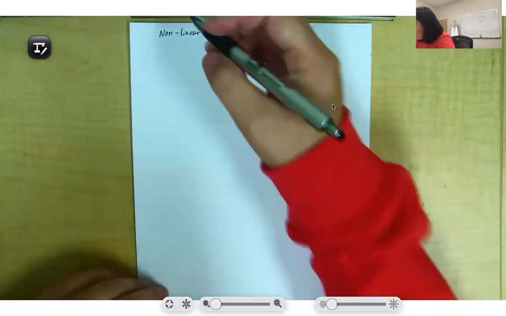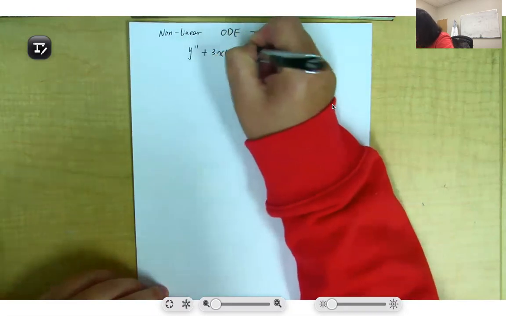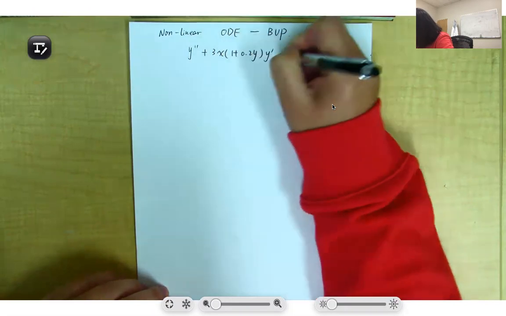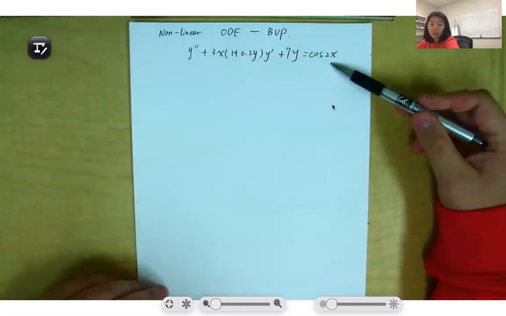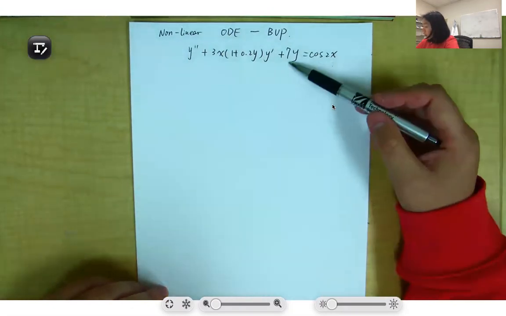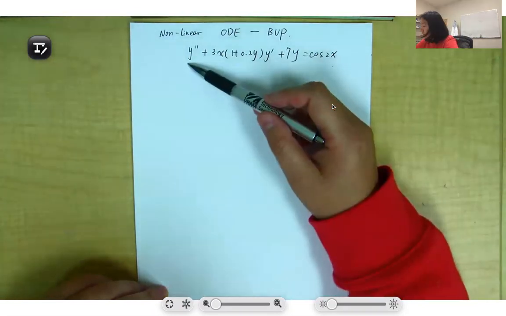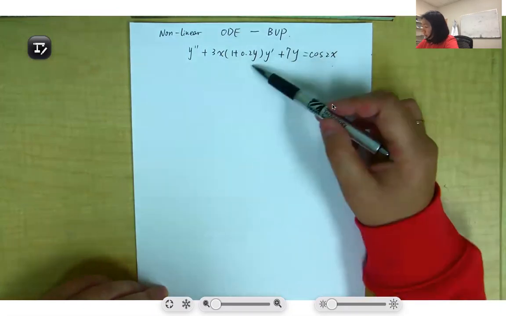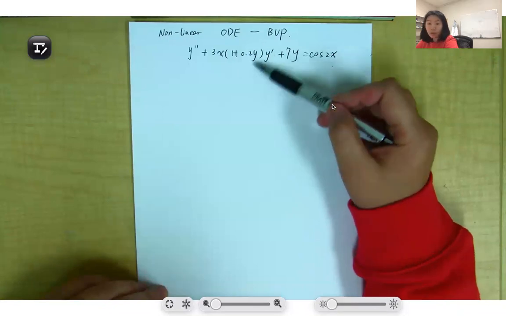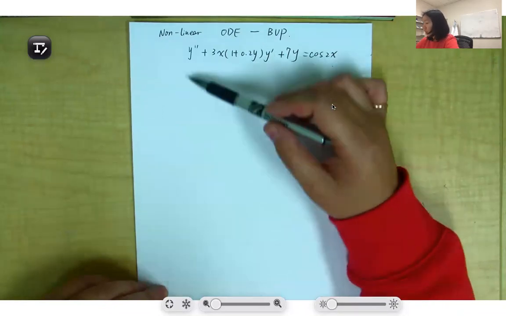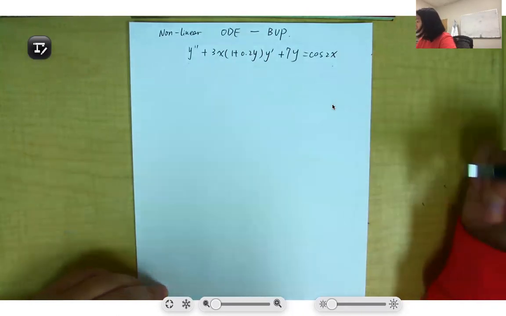Okay. We will have an example, which is y double prime plus 3x(1 + 0.2y) y prime plus 7y equals cosine 2x. You can see that the forcing function is only a function of x. The coefficient for y is 7. The coefficient for y double prime is constant. So those are fine. But the only difference is that for the y prime, the coefficient has the contribution of the y part. That means this ODE is not linear anymore. It becomes a nonlinear ODE.